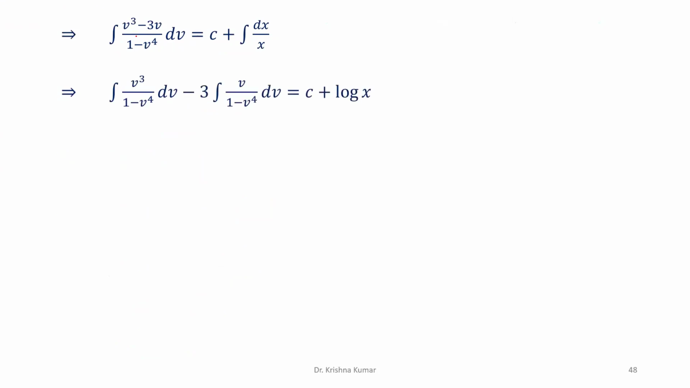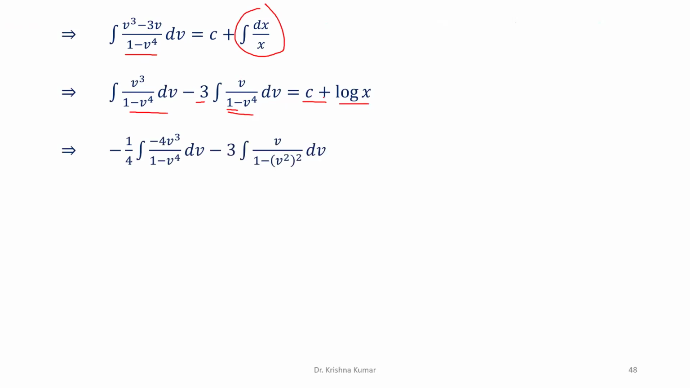So first, the integration of v cube upon 1 minus v to the power 4 with respect to v, minus 3 we have taken outside, the integration of v upon 1 minus v to the power 4 with respect to v, which is equal to c, and the integration of dx by x, which is equal to log x.